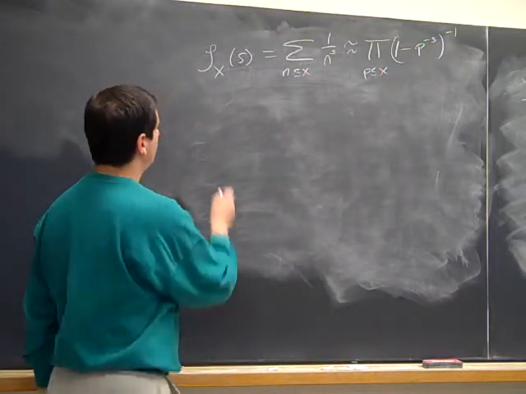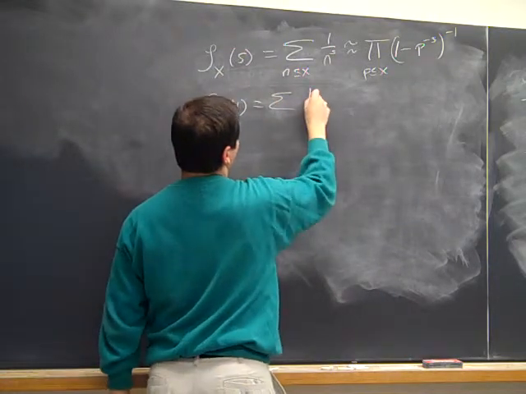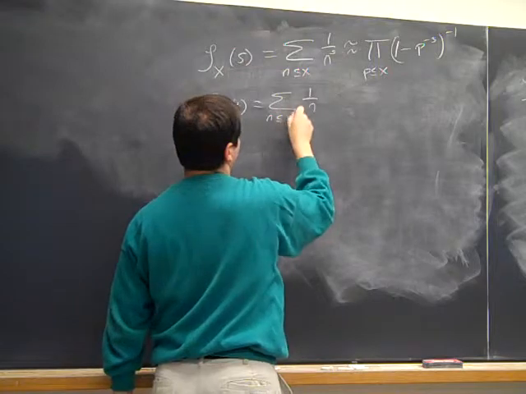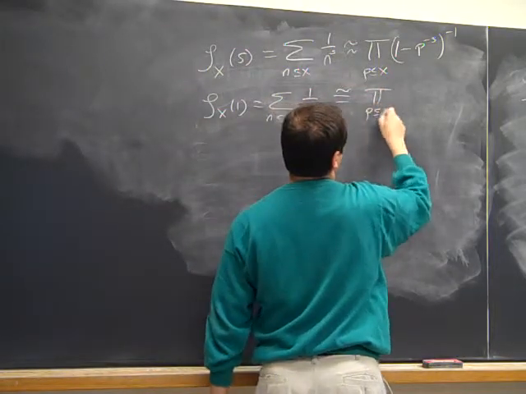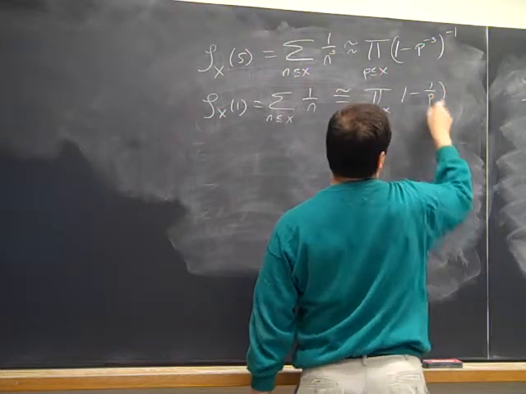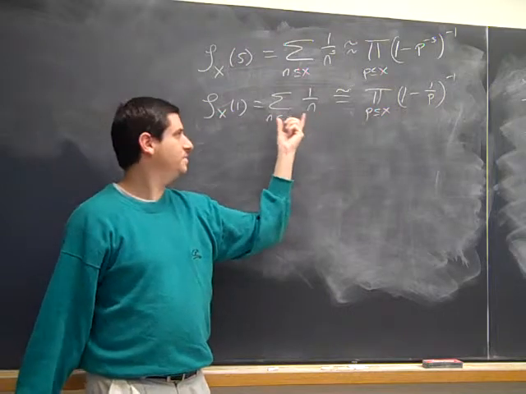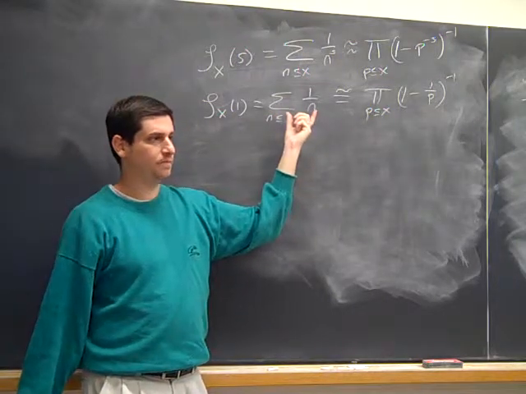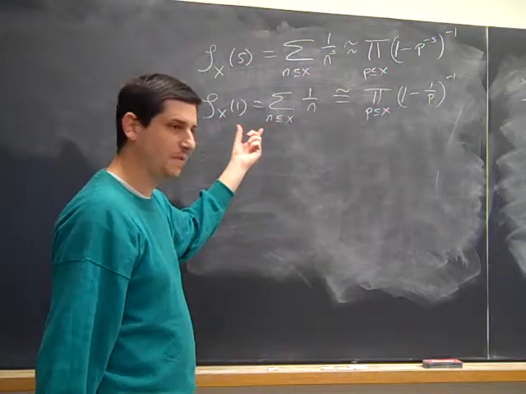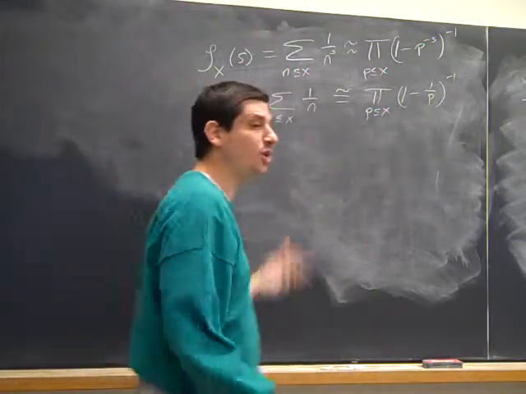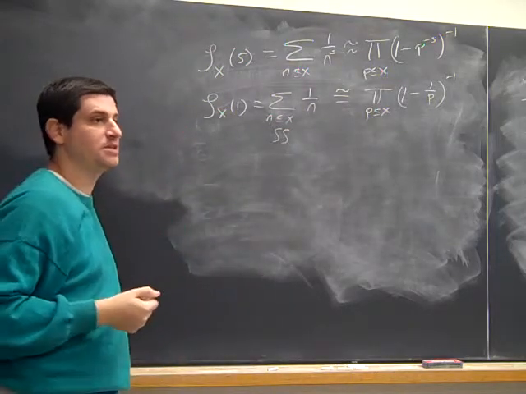So if I take s equals 1, zeta x of 1 is the sum of 1 over n, n less than or equal to x, and this is approximately the product over p less than or equal to x of 1 minus 1 over p, to the minus 1. What's the sum of 1 over n up to x? It's about log x, right? The sum of the harmonic numbers up to x is about log x.